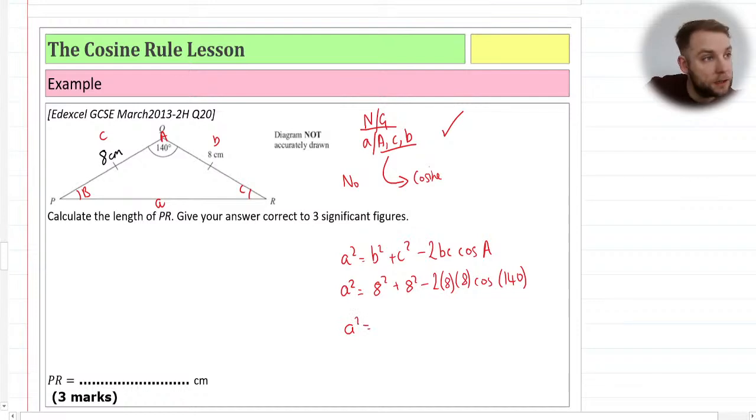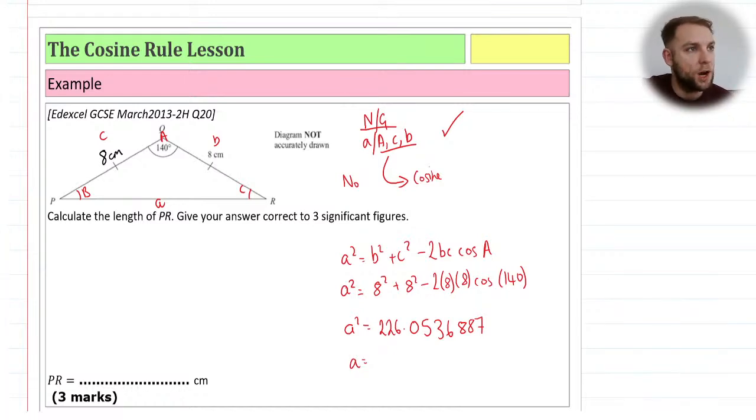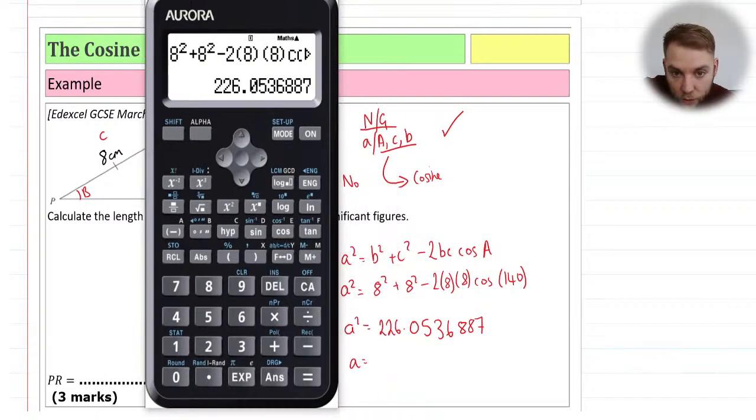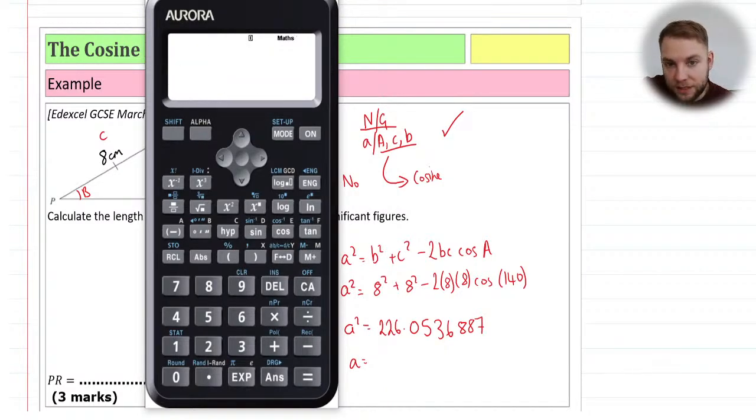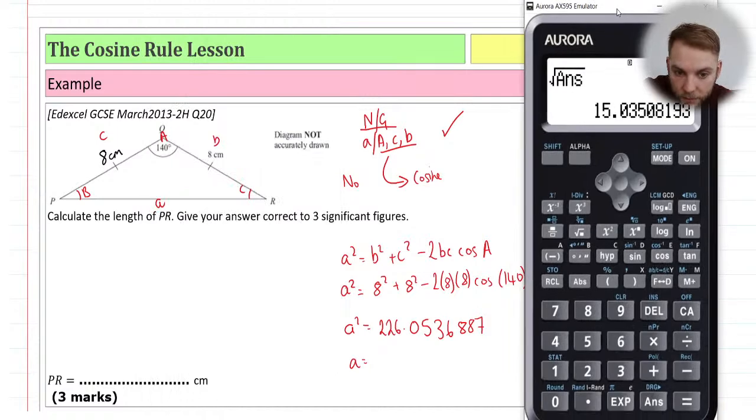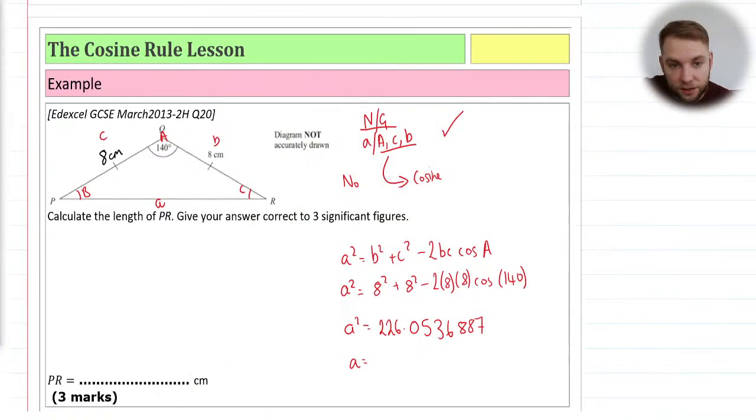So it's 226 point, I'm going to write it all down, 0.53687. And if I square root that, let's do it over here, so we know what we're doing here. We're going to do the square root of my answer, which is equal to 15. What does it want it to? Doesn't say. 3 significant figures, it does.